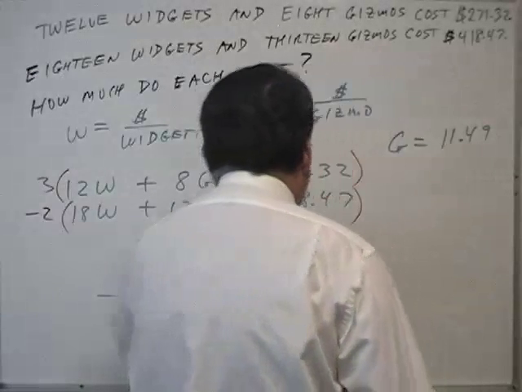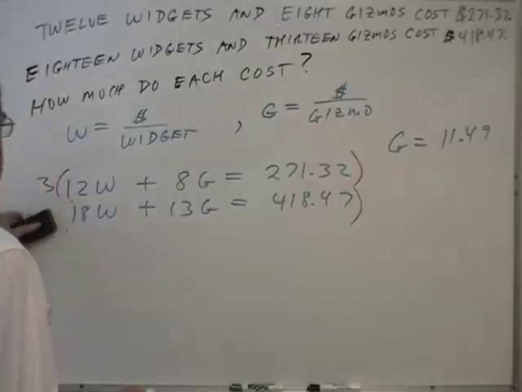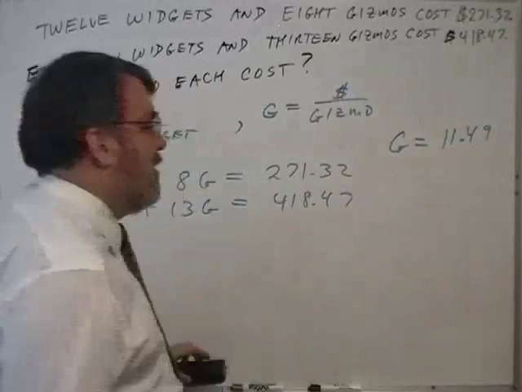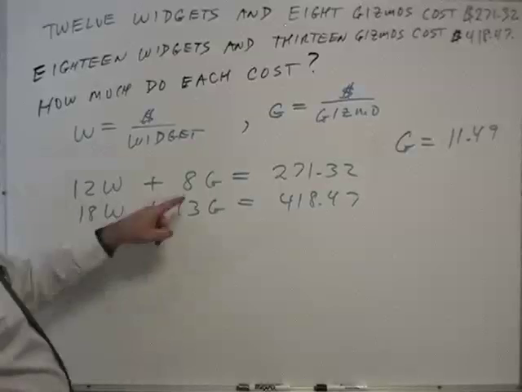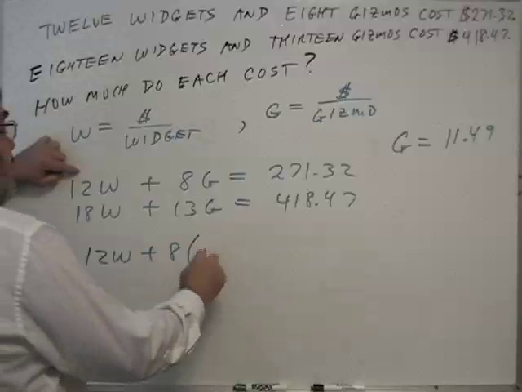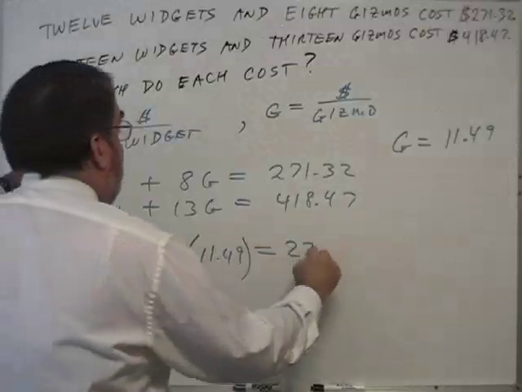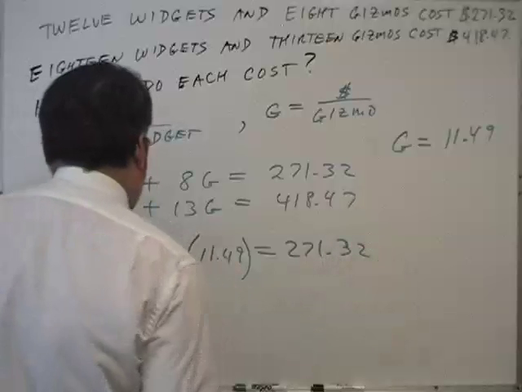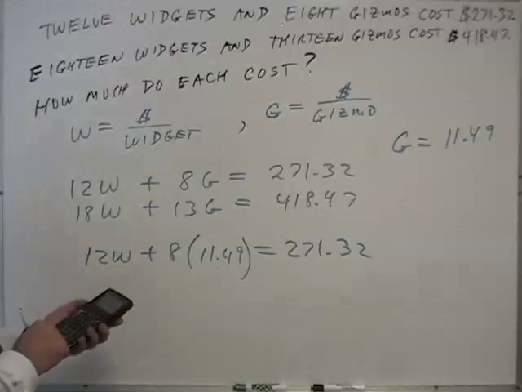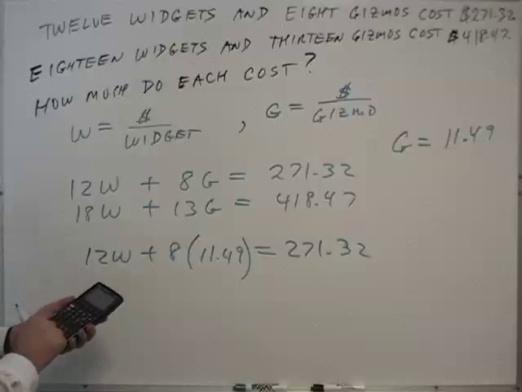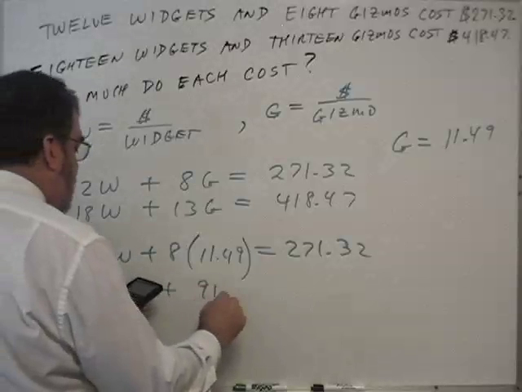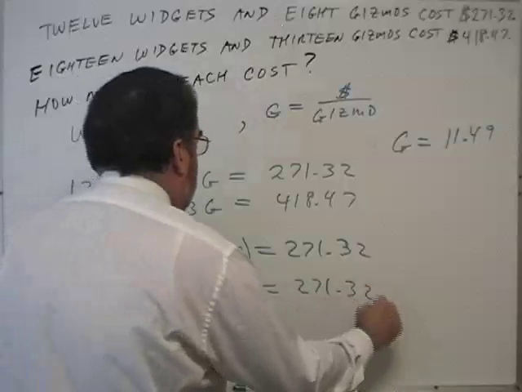And I have to pick one of these equations to use. I don't think it matters a whole lot which equation you use, but most people like smaller numbers. So how about we use the first equation? So 12w plus 8 times 11.49 equals 271.32. And I think I can do that in my head, but I don't feel like being a hero today. So 8 times 11.49 is 91.92. So I've got 12w plus 91.92 equals 271.32.